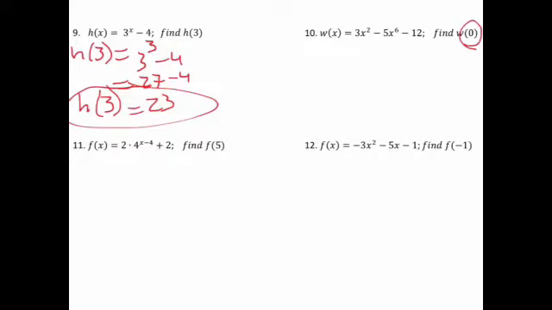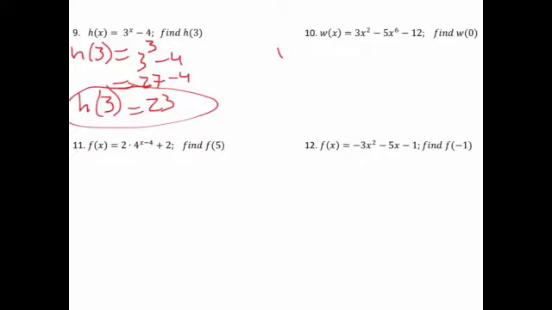And that brings us to the next section here. You just got to put a 3 where the x is. So you're going to have h of 3 equals 3 to the 3rd power minus 4. Well, 3 to the 3rd power is 27. Still got to subtract the 4. It's going to give us 23. So h of 3 is 23. Moving on to 10, you got to plug in that 0 there. So 0 goes where the x's are.